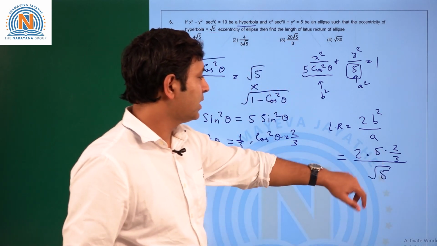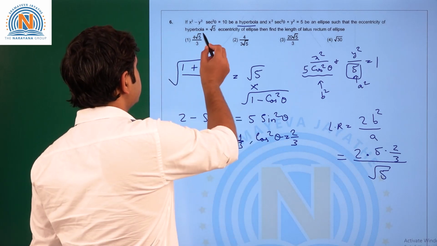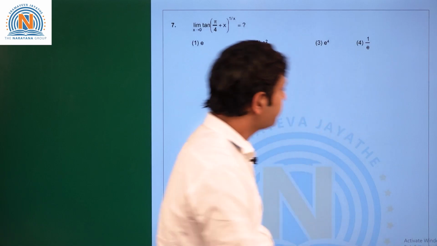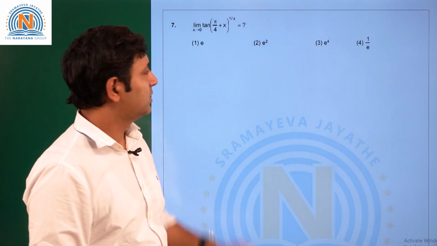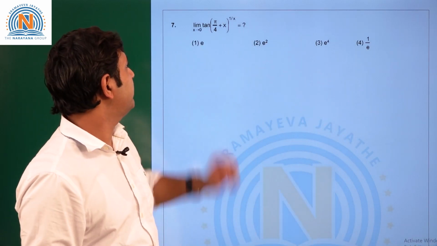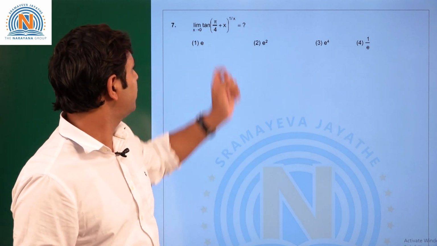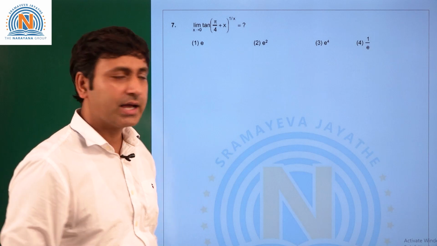Substituting everything, we get 4 root 5 by 3, which is here. We'll mark that and we'll move on to the next question. This is a short one. We have a limit, quite straightforward: tan(pi by 4 plus x) to the power 1 by x.